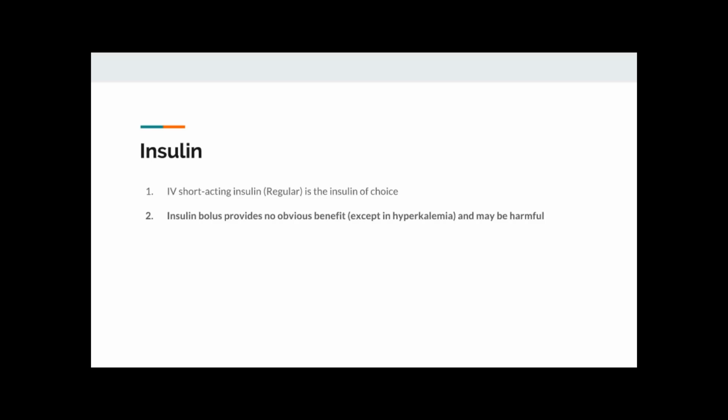EKG changes, right? So somebody who has an EKG where they have peaked T waves, or QT elongation, or heart block, or any kind of conduction problem, I'm treating hyperkalemia.